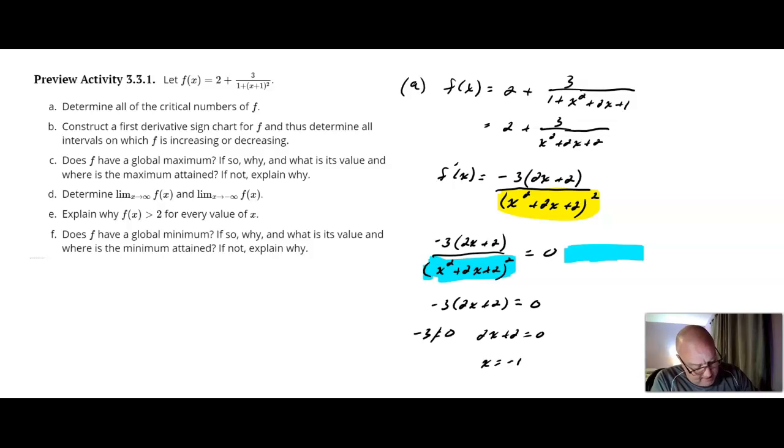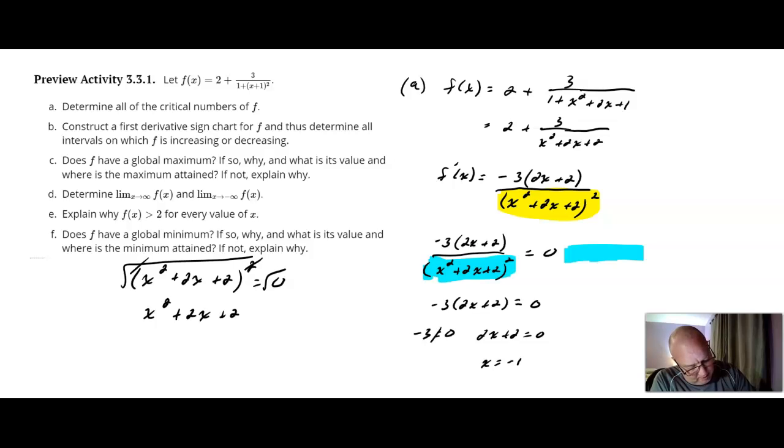Because if I take my denominator, and I'm going to write over here now, so if I have x squared plus 2x plus 2 quantity squared equals 0, I can take the square root of both sides. That's going to get rid of the square. And I'm left with x squared plus 2x plus 2 equals 0. And I know for a fact that that doesn't factor. So I could either use the quadratic formula to figure out my value of x, or I can simply open up my calculator and graph this thing.